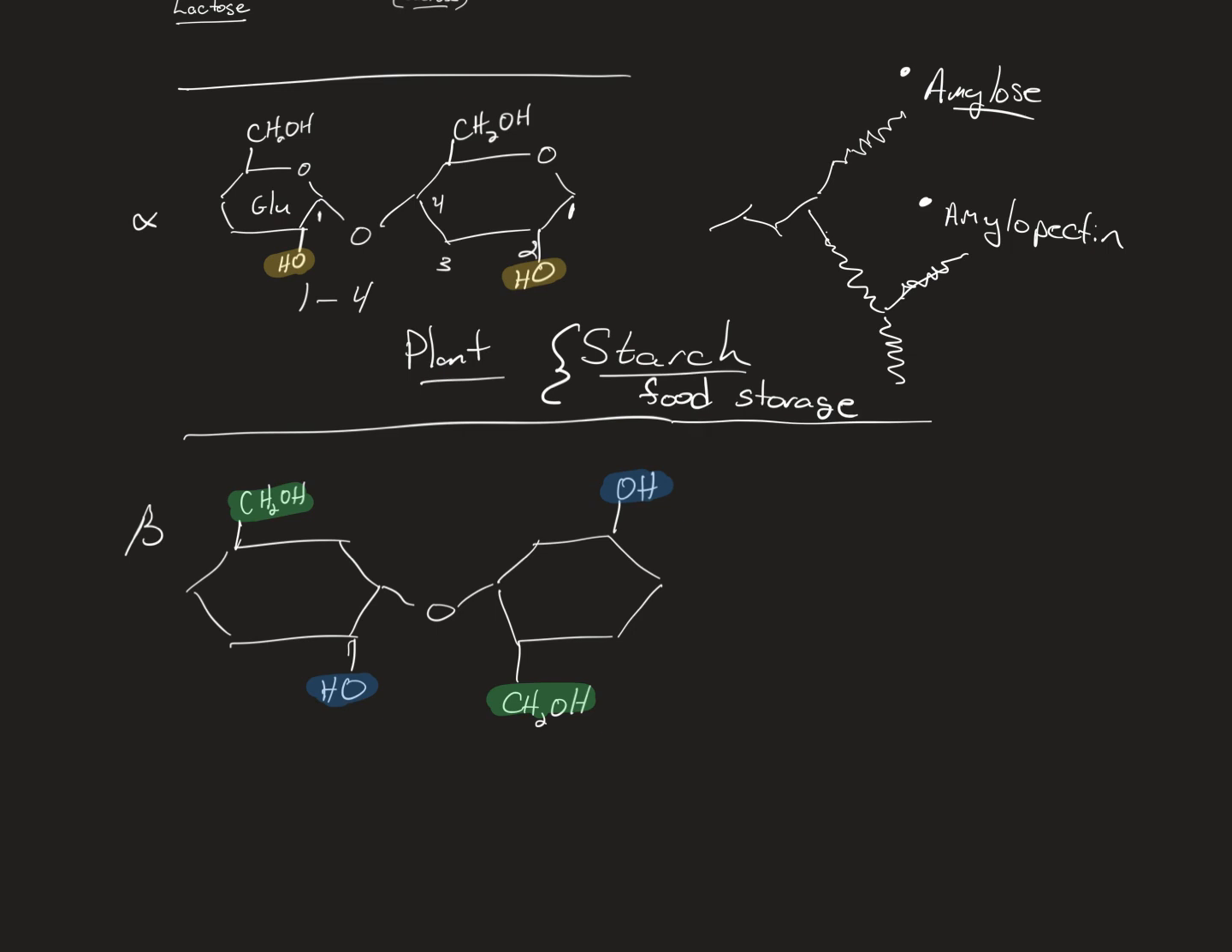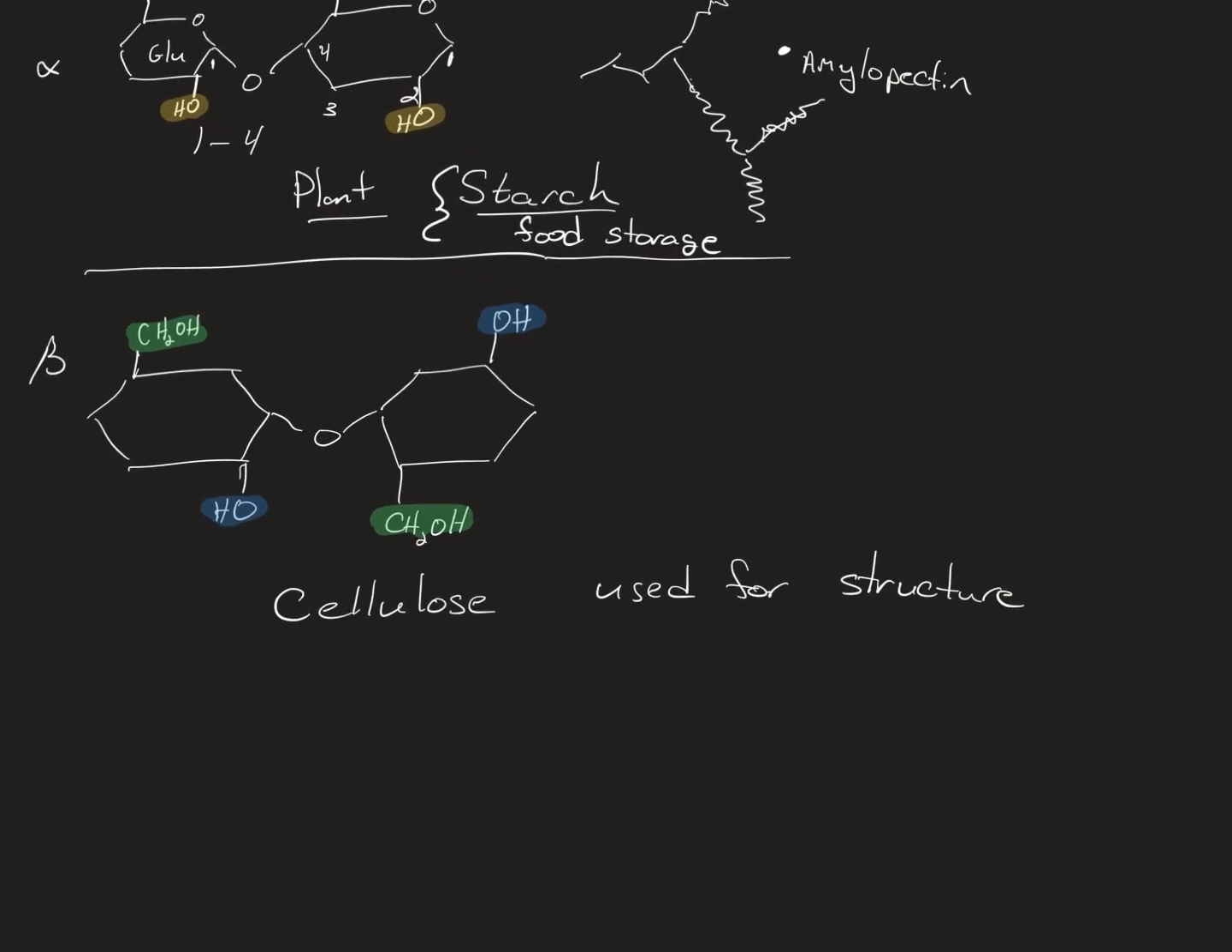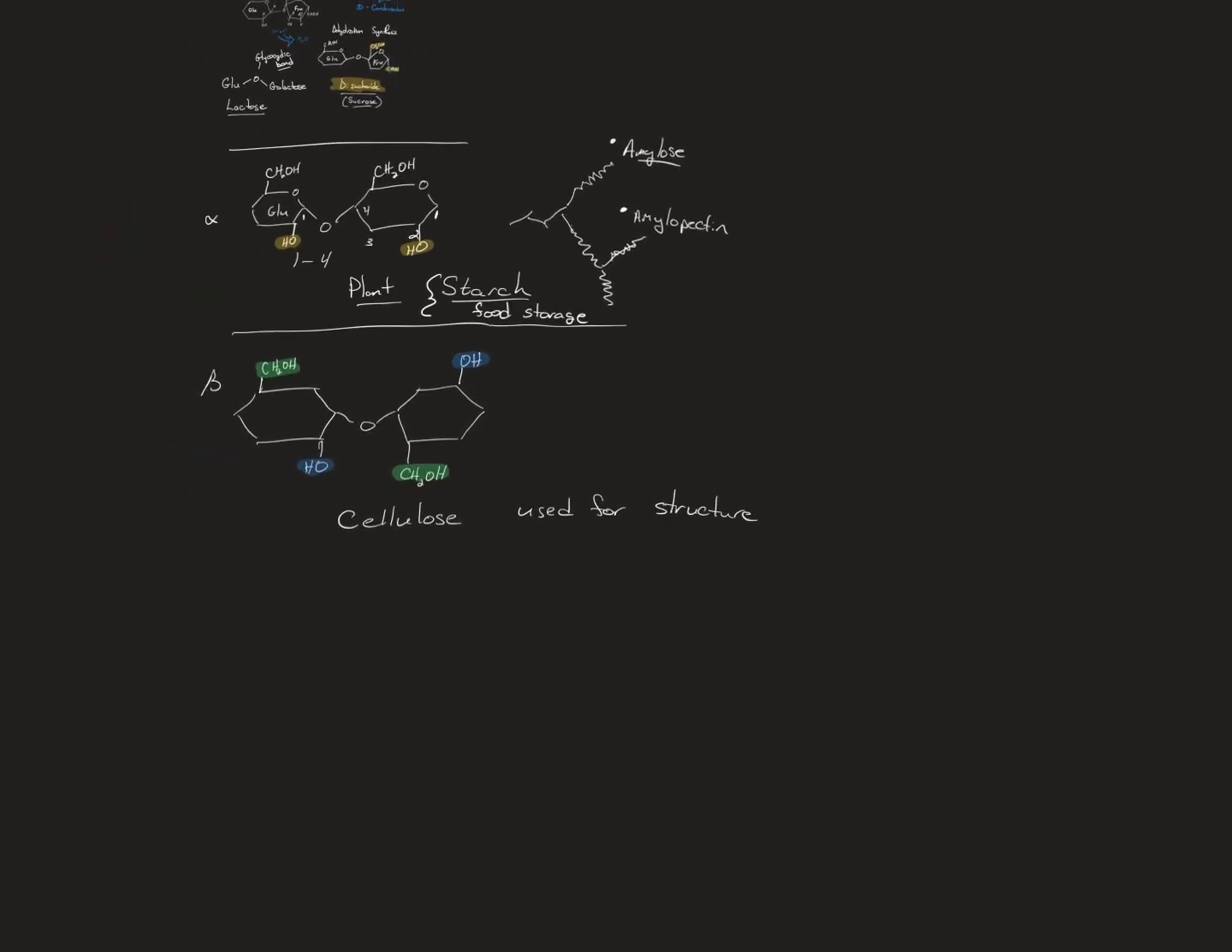Where this form of linkage forms something called cellulose and is used for structure. The plant is going to use it to create its stem, its woody stem, its ability to hold itself up. So the plant is going to use cellulose for structure.